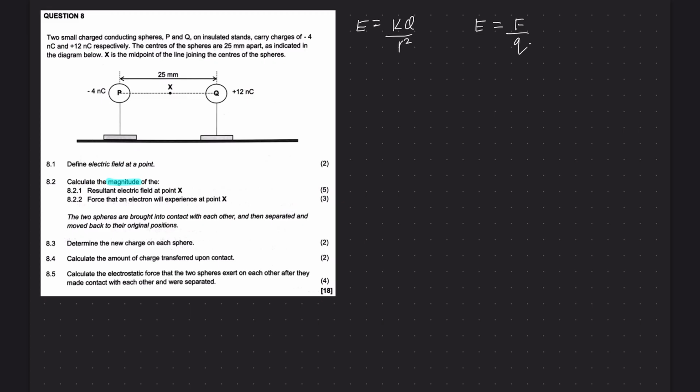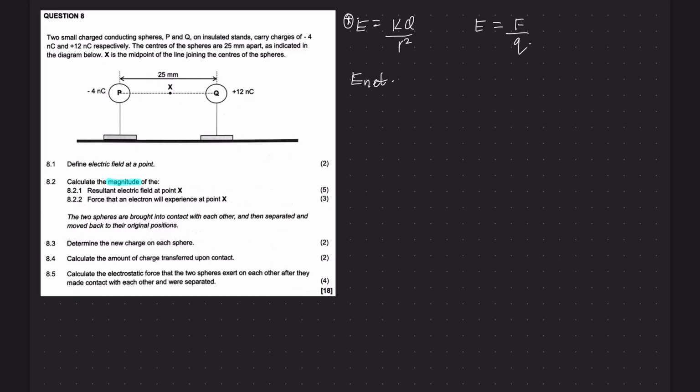Now, they want the resultant electric field. In other words, they want E net. Right? Now, we don't know anything about the force. So we have to use this equation. Okay? So we'll have to work out the electric field for each sphere, and afterward we'll have to combine them.